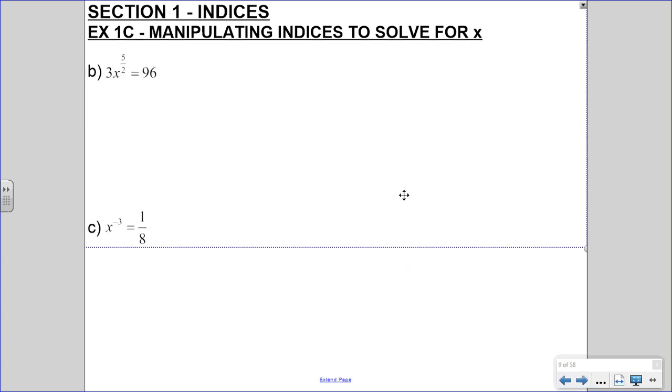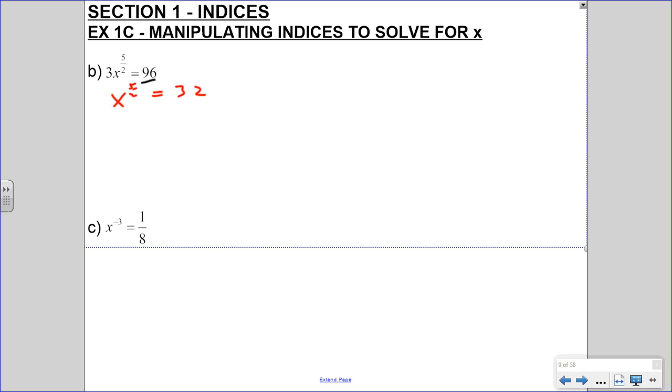So 3x to the 5 by 2 equals 96. So we're trying to get x by itself. So the first thing to do is probably to divide by 3. So this would be 32. So 96 divided by 3 is 32. And then it's always better to reduce things rather than make things bigger. It's always easier to reduce things first.